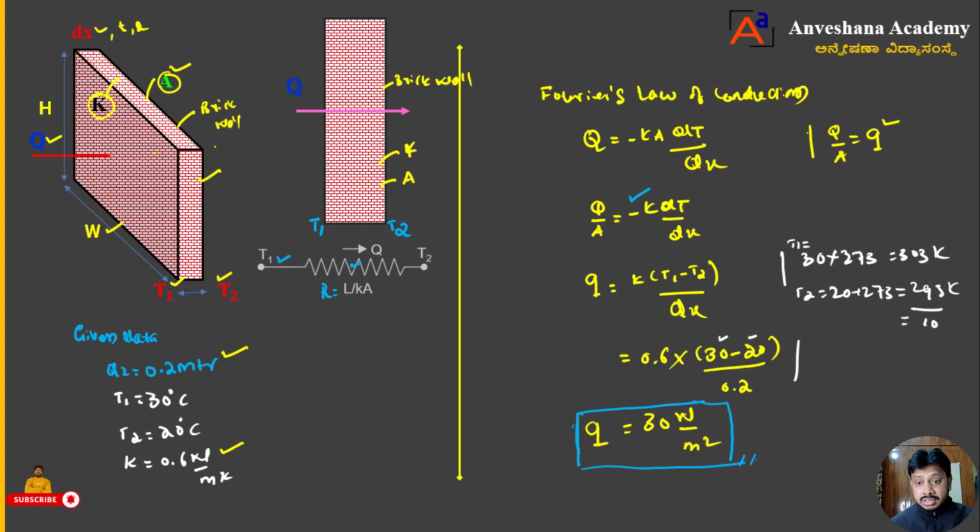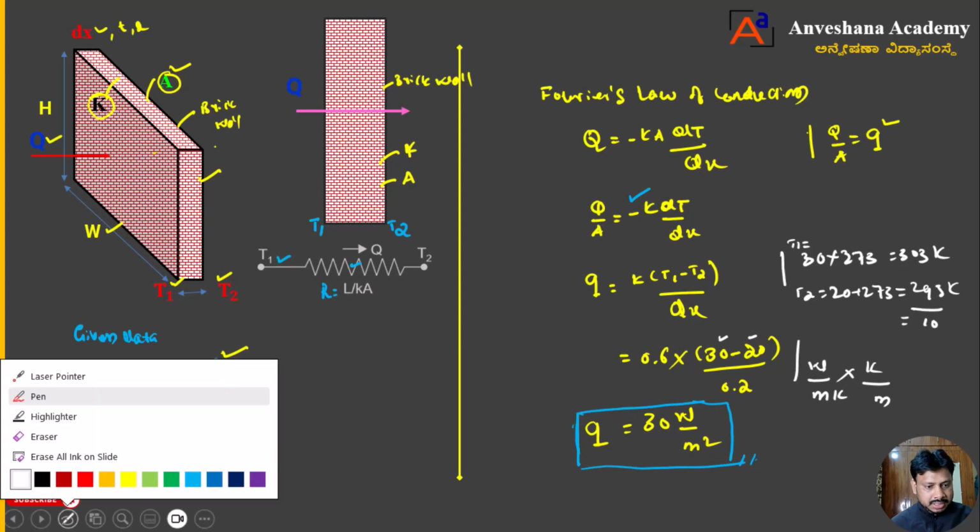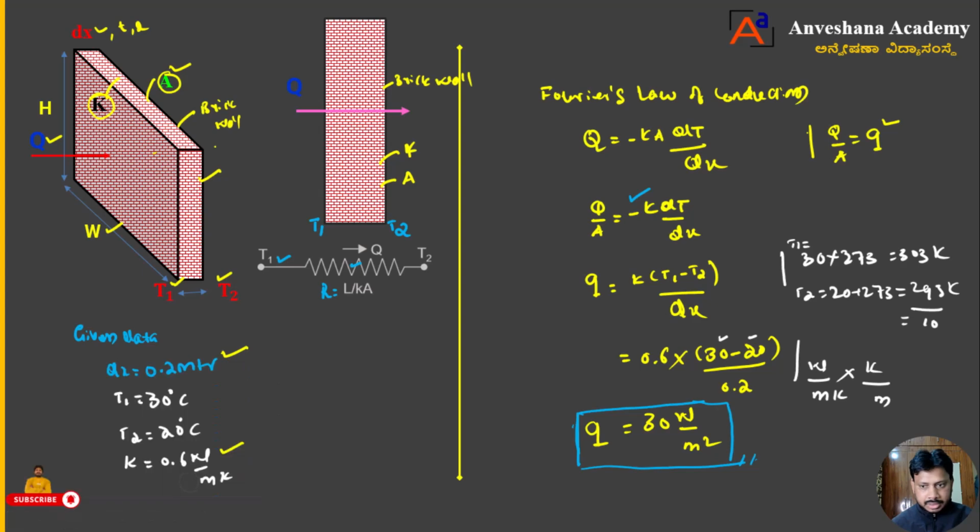So what is the unit for K? That is watt per meter Kelvin, into the change in temperature, that is Kelvin, divided by dx. Dx is the thickness of the metal plate, that is meter. So Kelvin will get cancelled, then meter remains, and it will become meter square. Watt is left, watt per meter into meter becomes meter square, so watt per meter square. The unit for heat flux is watt per meter square.